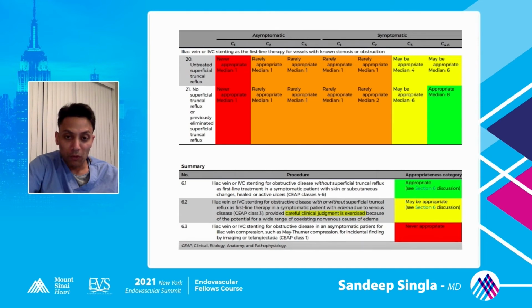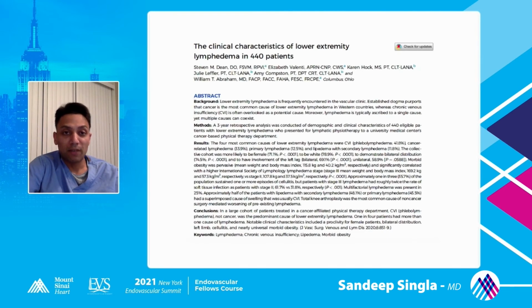Now, I want you guys to know that especially in a patient presenting only with edema, you need to use careful clinical judgment, because edema is multifactorial. And I would strongly recommend to people managing lower extremity venous disease to read this case series of 440 patients published from a group in Columbus, Ohio, where edema tends to be a combination of both venous plus lymphatic nature.